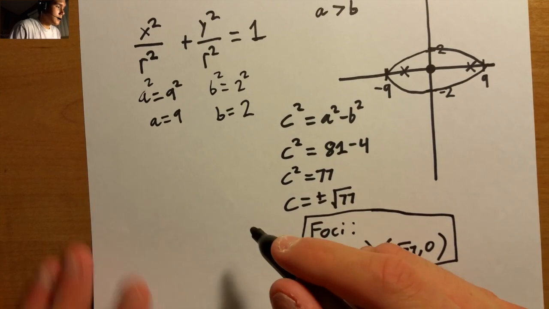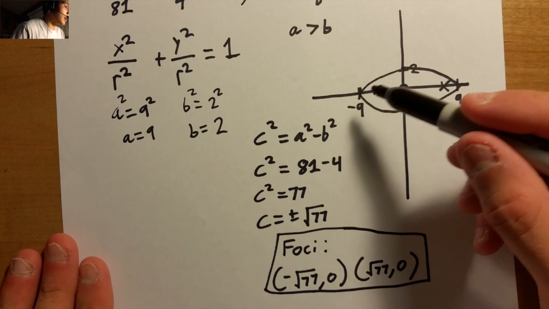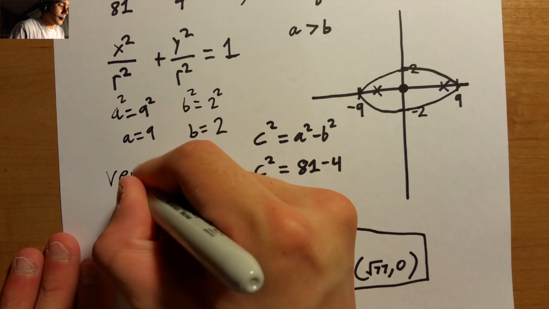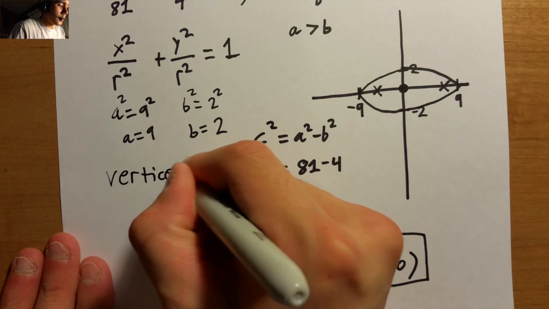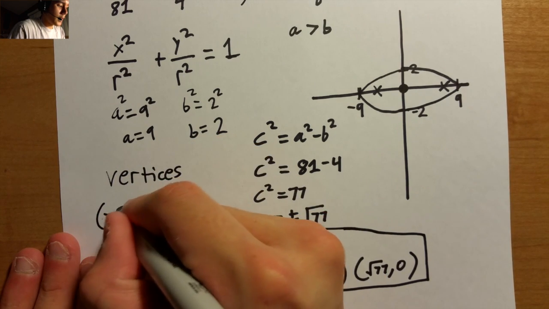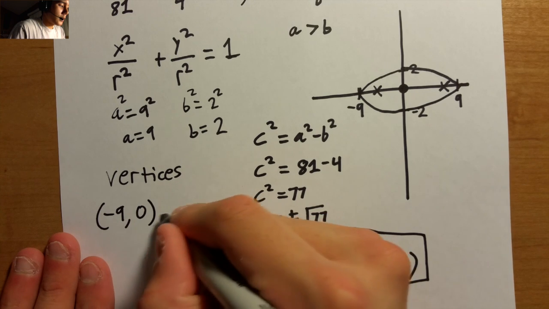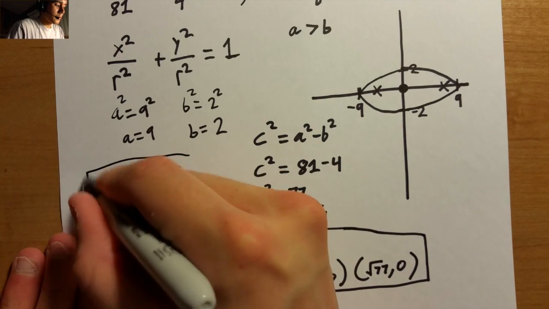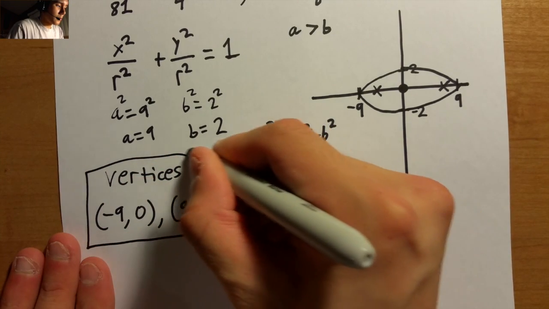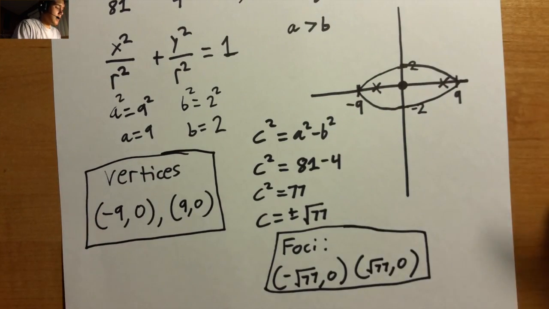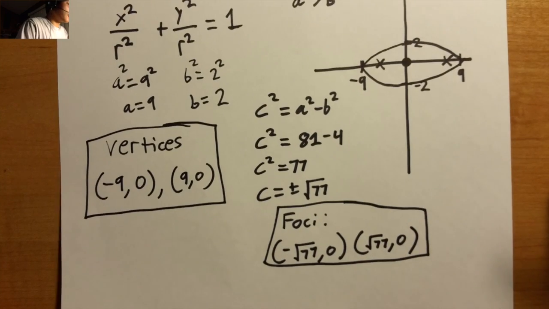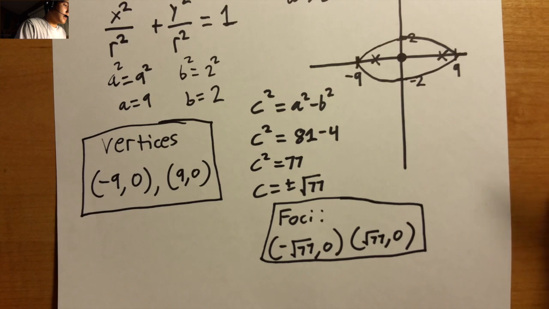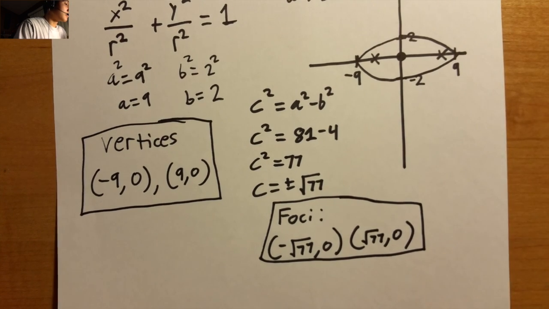And the vertices are essentially going to be your long axes. So the vertices for this problem are going to be -9 comma 0 and then 9 comma 0. So that's essentially how to find the foci, the vertices, and graph your ellipse. And yeah, hope this video was helpful.